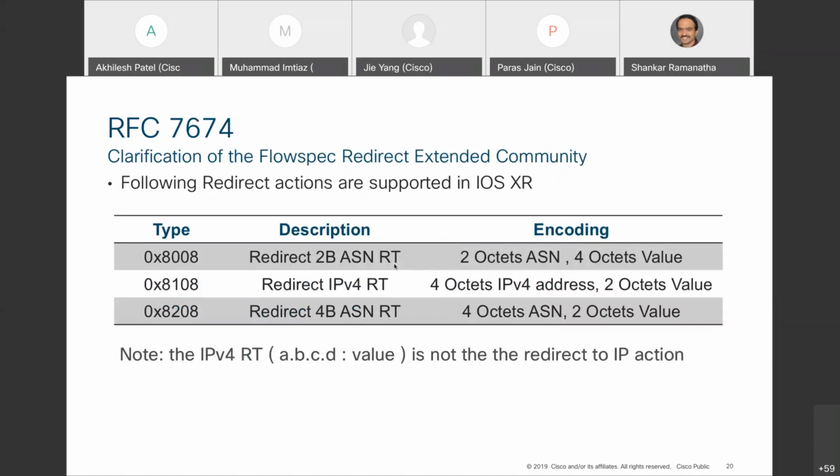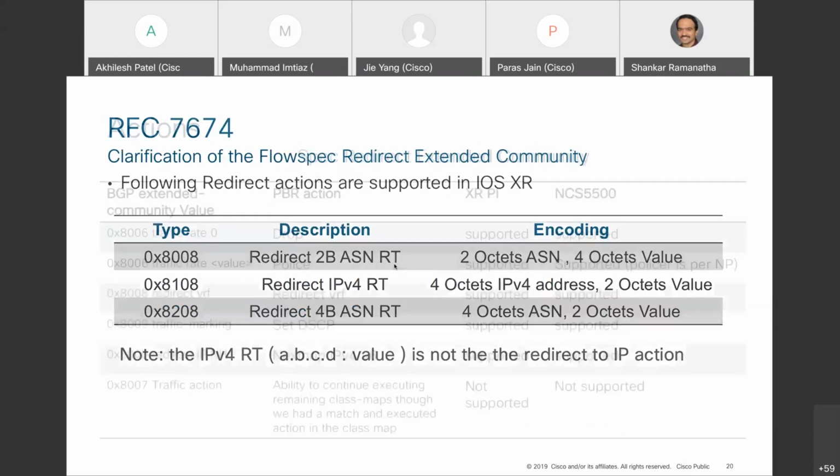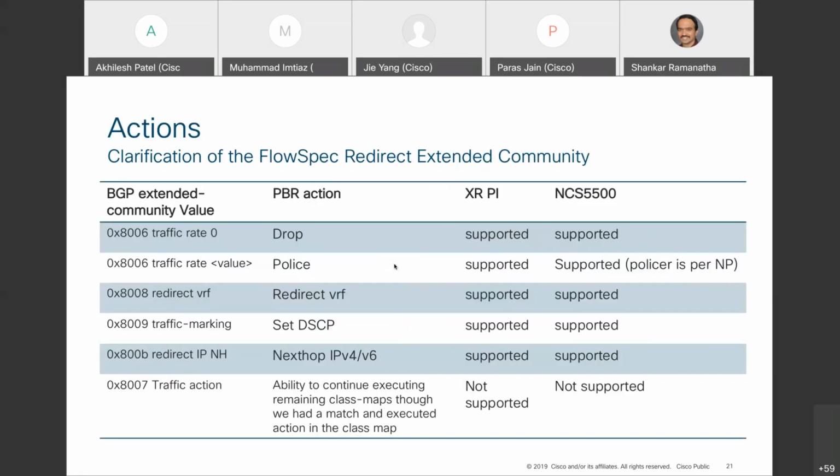So these are the extended communities based on RFC 7674. For example, redirect 2-byte AS route target, redirect to IPv4 route target, and then you have 4-byte ASN route target redirect as well. So just a different type of the redirect we talked about earlier. And these are the extended communities. Remember that the matching criteria are defined by NLRI, and the actions are defined by the BGP extended community. And these are the actions we can identify based on our matching criteria.